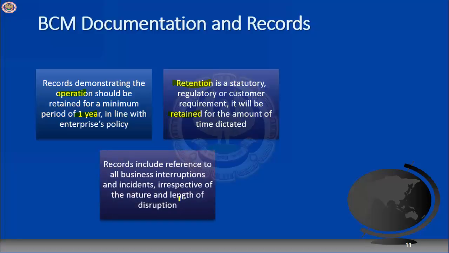Now, records could also include reference to the different types of business interruptions or incidents which have happened, irrespective of the lines of disruption, because you clearly know what the different types of disruptions which have happened are, and you can do what is called a root cause analysis to be able to come to a conclusion as to what has gone wrong.